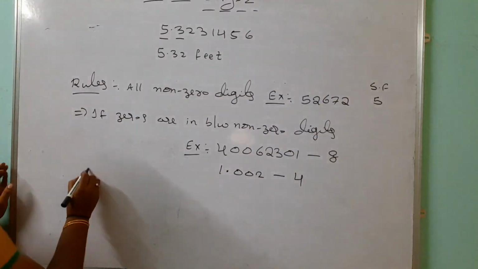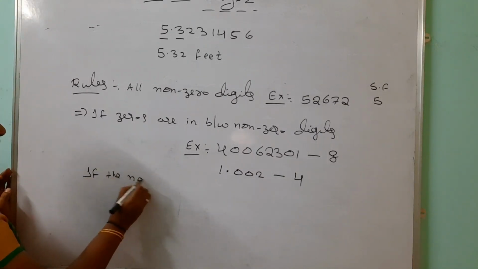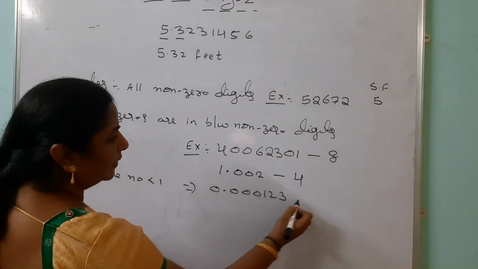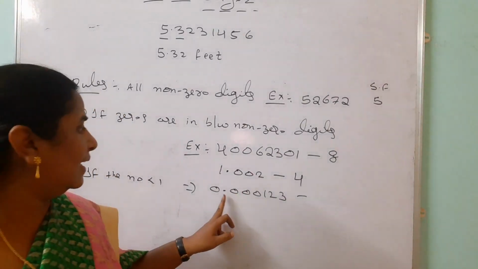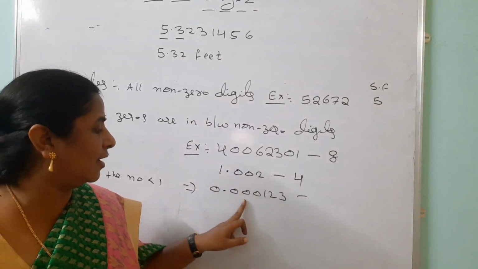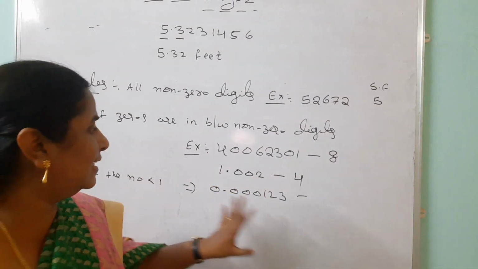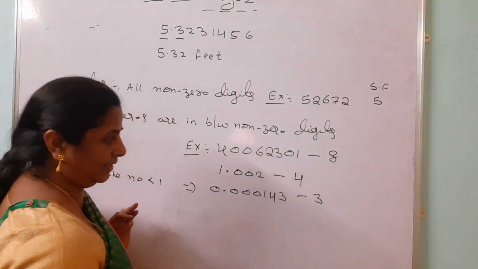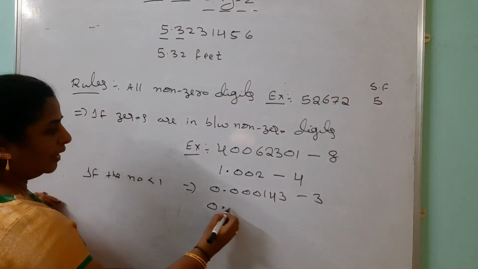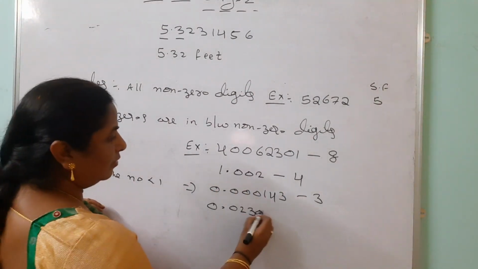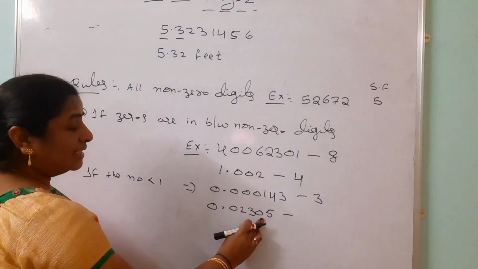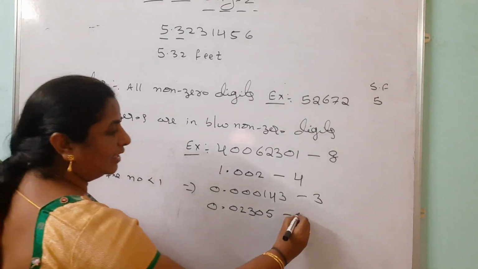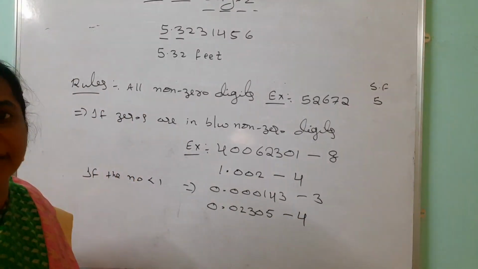Then the third rule, if the number is less than 1, like 0.00123. How many significant figures? See, to the right of the decimal and before the non-zero digits, we won't consider these as significant figures. So these 1, 2, 3 are the significant figures. And one more example, 0.02305. Here also we should consider this 0. Why? It is in between non-zero digits. We should omit these two. So our significant figures are how much? 4.